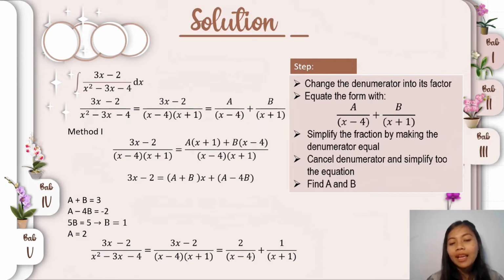minus 2, and then 5b is equal to 5, b is equal to 1, and then a is equal to 2. And then we have 3x minus 2 over x squared minus 3x minus 4 is equal to 3x minus 2 over (x minus 4)(x plus 1) is equal to 2 over (x minus 4) plus 1 over (x plus 1).